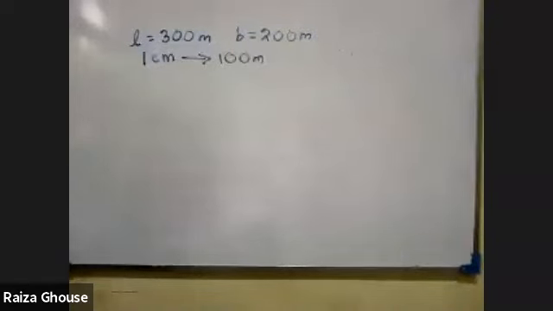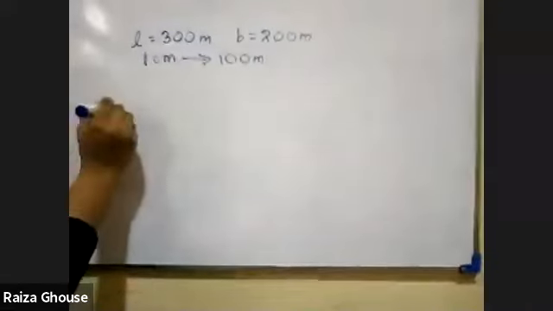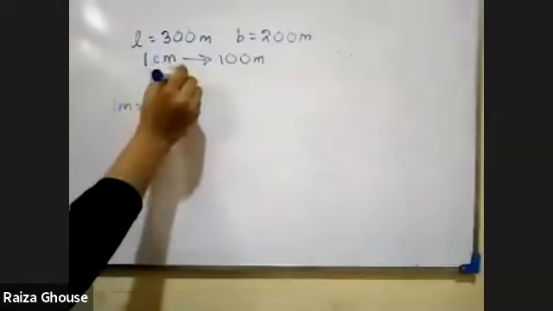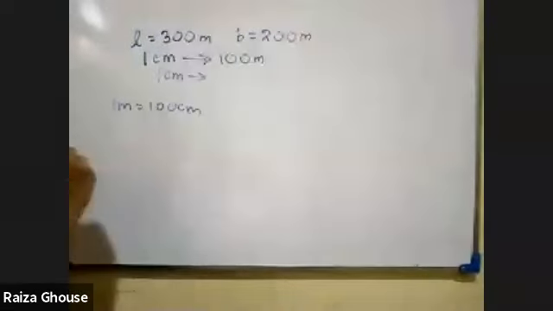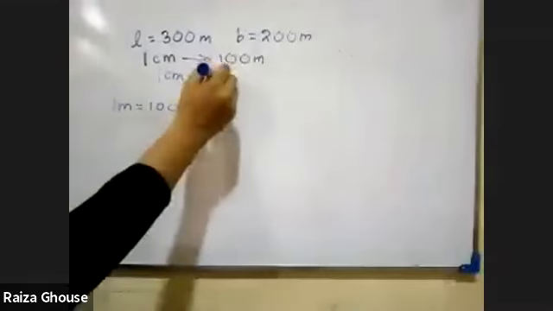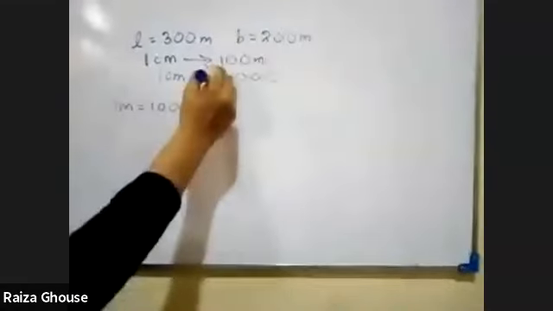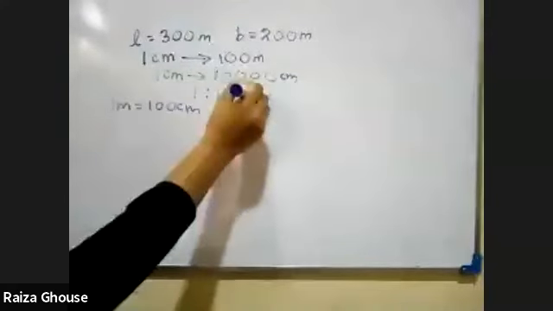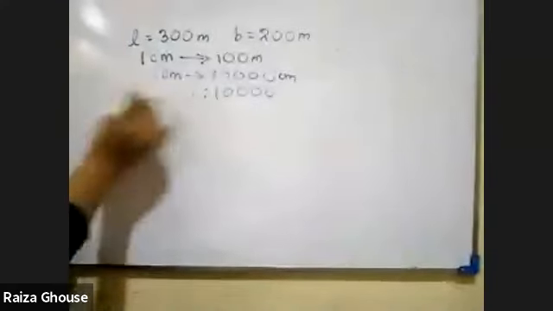So my scale ratio is, you know that 1 meter is equal to 100 centimeter. So my scale ratio is 1 centimeter representing 100 into 100 centimeter. So that is 1:10,000. Now look at the board.